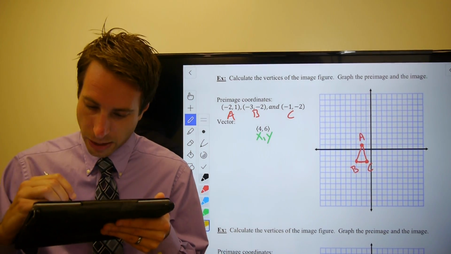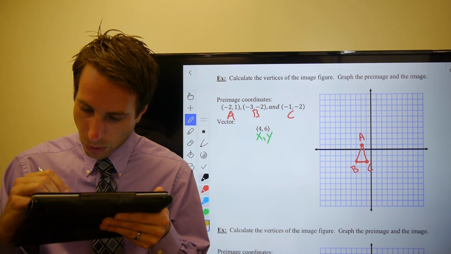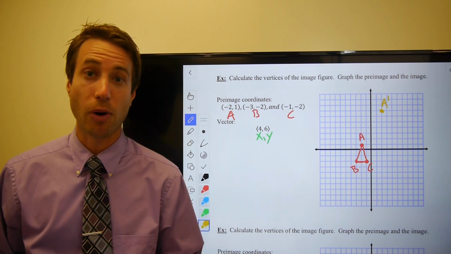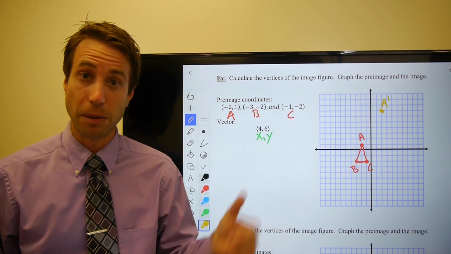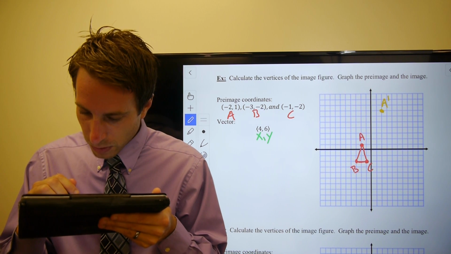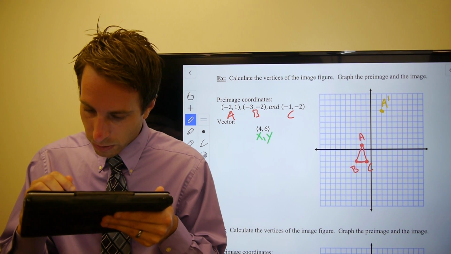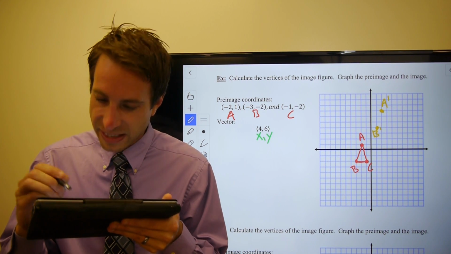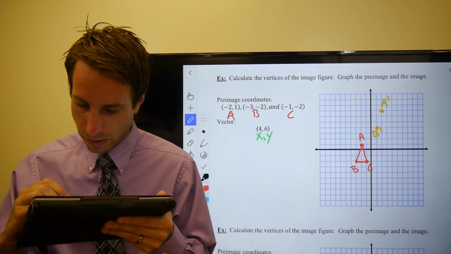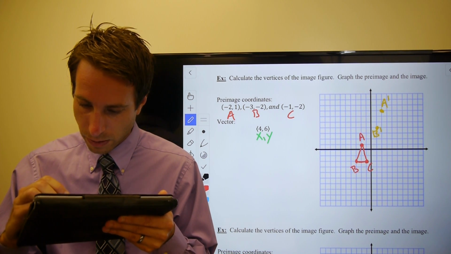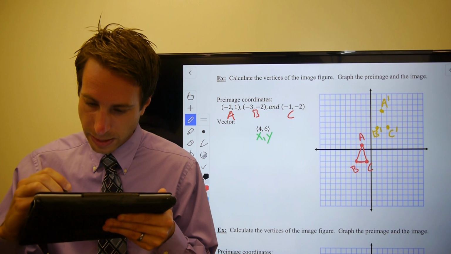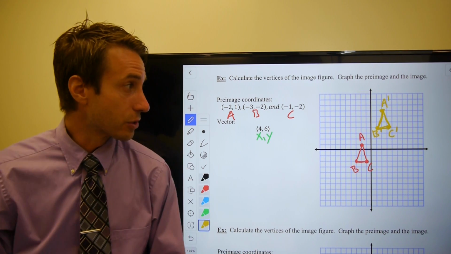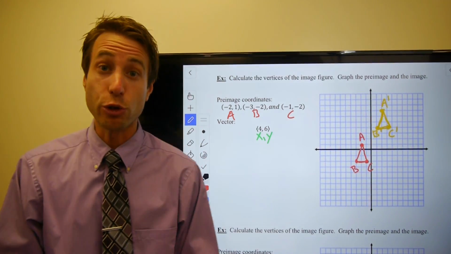Here we go. Let me do it in yellow. So 1, 2, 3, 4, 5, 6. There is A prime: 4 to the right, 6 up, based on my components. Let's keep going. B, 4, 6 right there. That's going to be my B prime. And then C, do the exact same thing. Right there. C prime. Draw your image. Sorry, got a little sloppy. I am freehanding this, but here's what you should see.